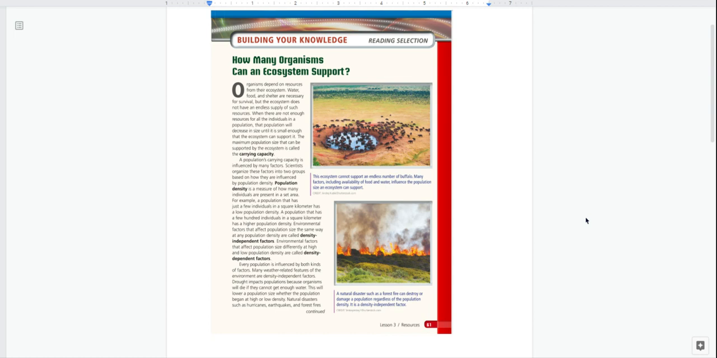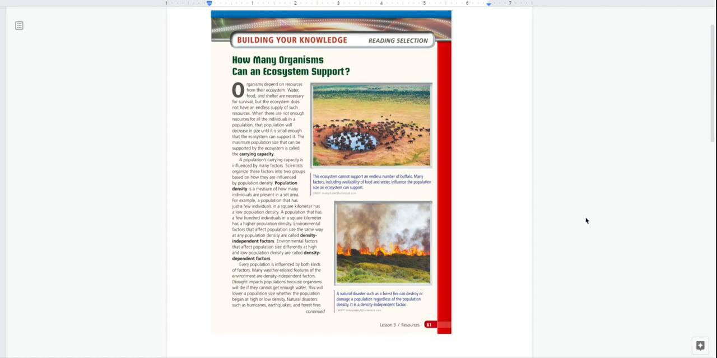A population's carrying capacity is influenced by many factors. Scientists organize these factors into two groups based on how they are influenced by population density. Population density is a measure of how many individuals are present in a set area. For example, a population that has just a few individuals in a square kilometer has a low population density. A population that has a few hundred individuals in a square kilometer has a higher population density.